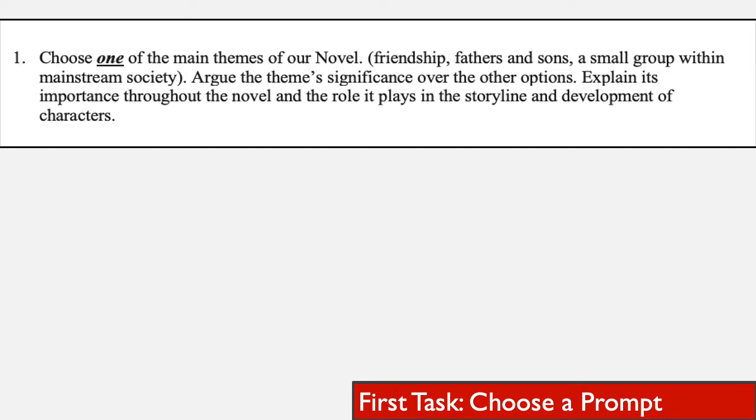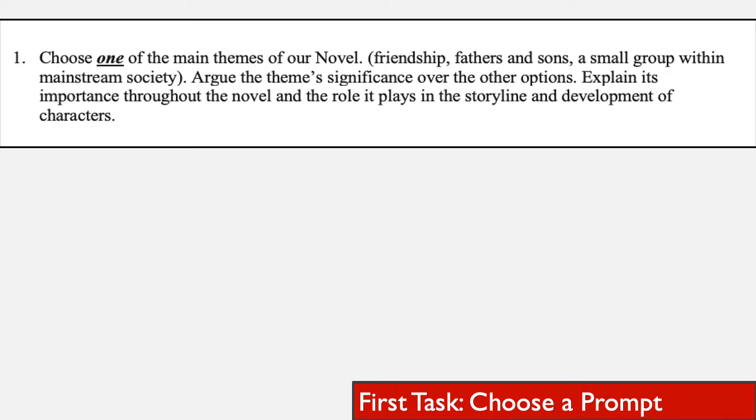Now, there's a lot in that prompt, and you want to make sure that you're answering each one of those things. Explain why it's significant over the other options. Make sure you're mentioning why it's important in the novel and the role it develops not only in the development of characters, but also the storyline. So you've got a lot involved in that prompt. My suggestion to you is to highlight some of those things and circle them to make sure that you're hitting all of the main aspects of what the question's asking.